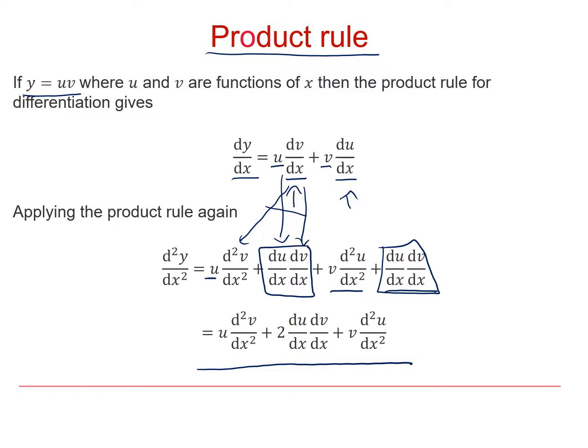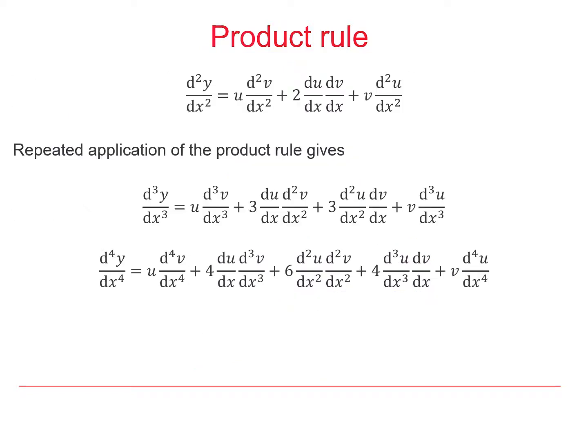u times the second derivative of v, 2 times the first derivative of u and the first derivative of v, and v times the second derivative of u. If we then differentiate the second derivative to get the third derivative and then to get the fourth derivative, we end up with these two expressions.